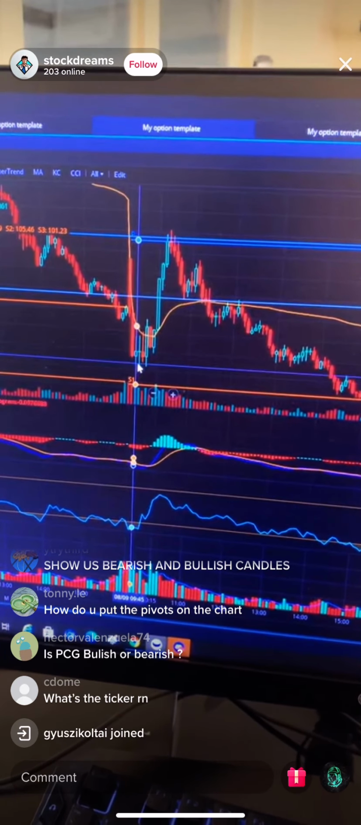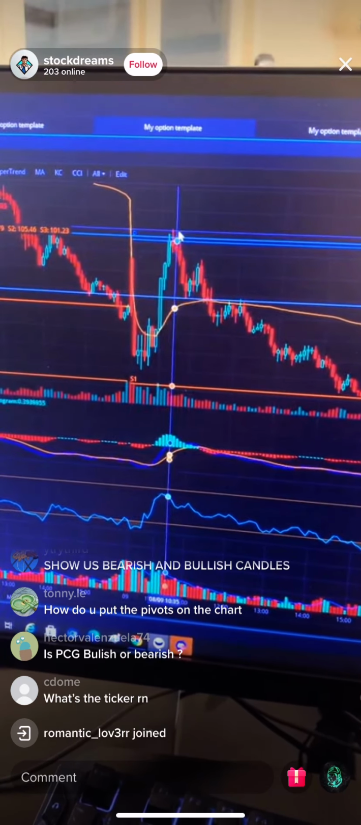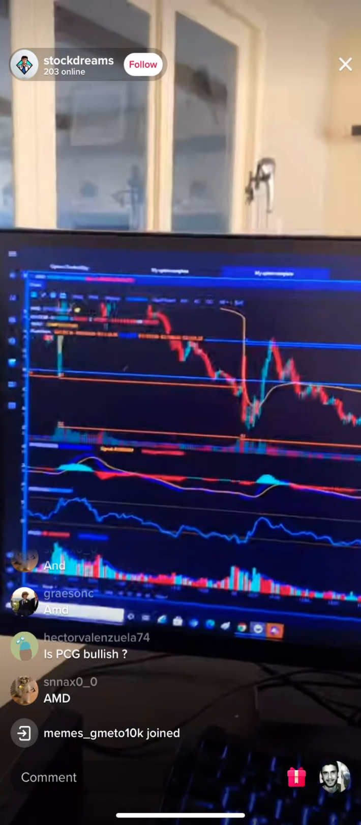What happens again the next day? Rides up to break even, rejects break even. Now we see a clear downtrend to support 1. This is an easy way to play this right here. AMD.